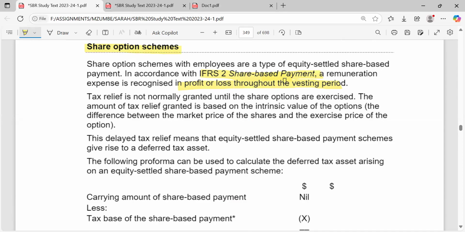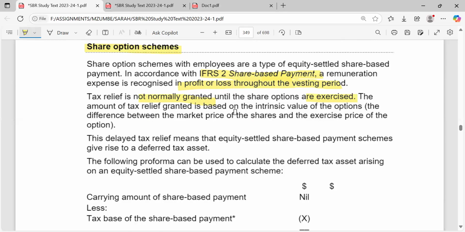So if you reduce the net assets, you could find that the net assets of a company are less than those net assets for tax purpose, right? That's why we say tax relief is not normally granted until the share options are exercised for tax purpose. So while we will be recording this in the books, we will be waiting for tax purpose until the share options have been exercised, right?